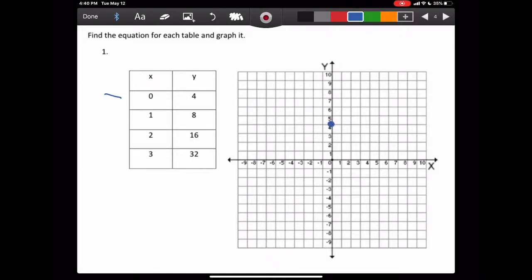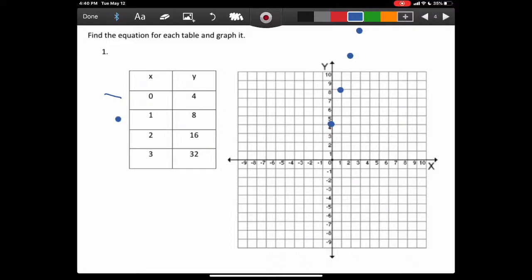I can graph this point, 1, 8. Go over to 1, go up to 8, put a point there. Then 2 and 16, and 3 and 32. It doesn't look like I can graph those, but I'm going to attempt to ballpark it. Go over to 2, up to 16. Let's just say 16 is right here. Then go over to 3, all the way up to 32, and we'll say 32 is somewhere right there. Not to scale at all.